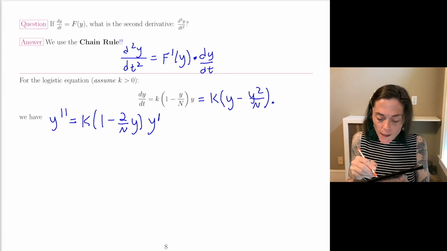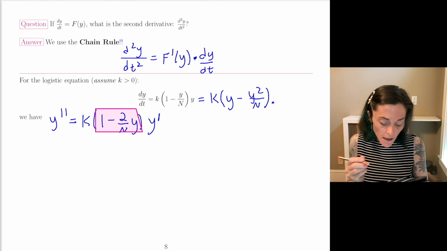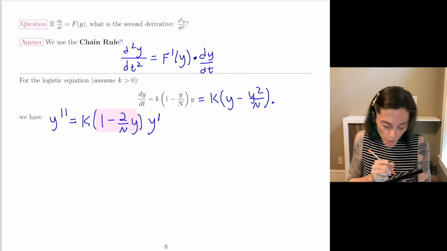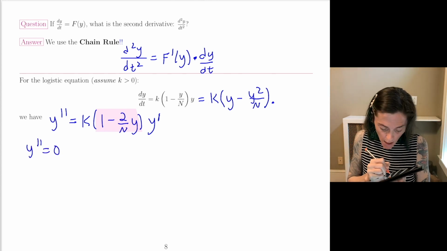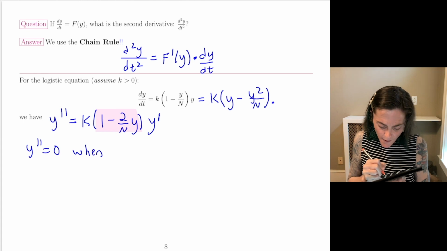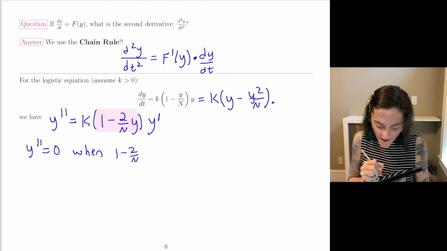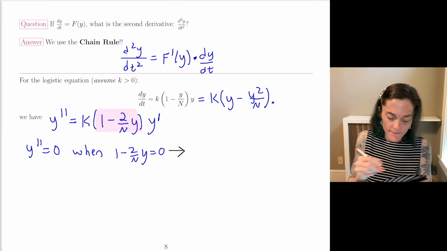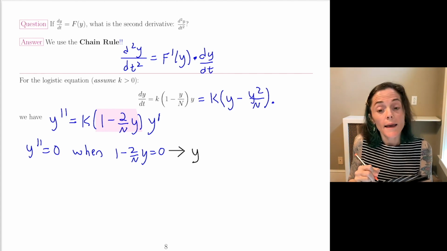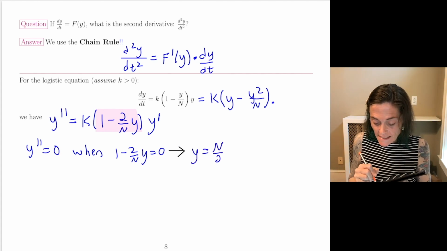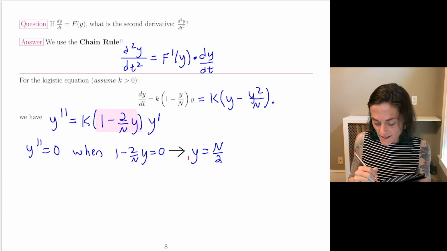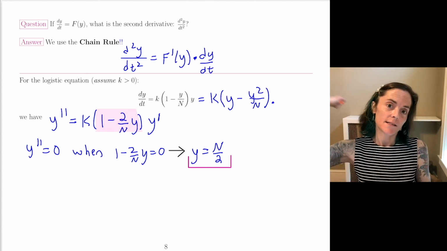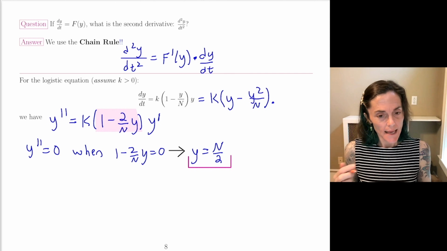You see, what I want to look at is this part. k is a constant and it's positive. And so let's look at this part. You notice that y double prime equals 0 when 1 minus 2 over N, y equals 0. And this happens when y equals N over 2. So this is half the maximum amount, or half the carrying capacity. We see the second derivative is 0. Well, what else can we say here?